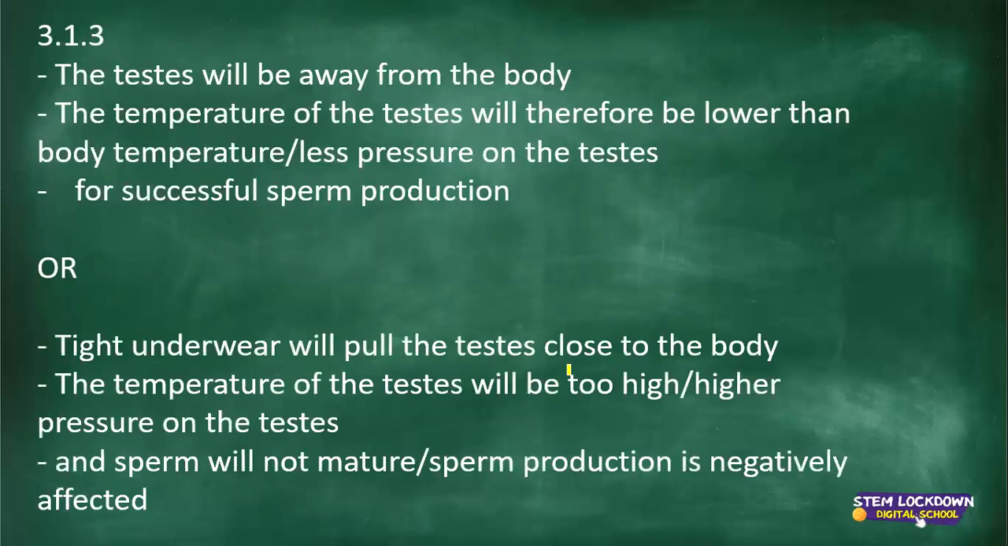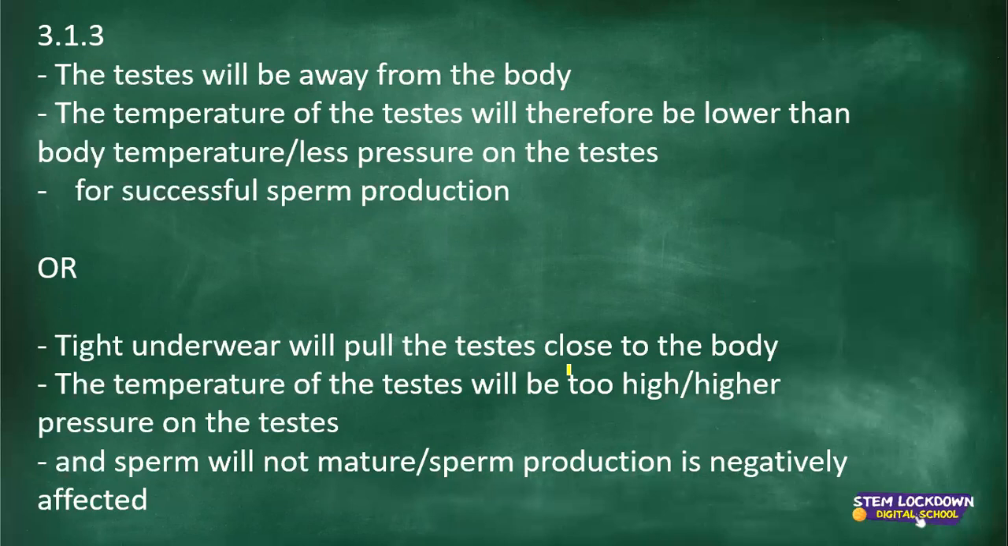Another way you can phrase this is that tight underwear will pull the testis close to the body. The temperature of the testis will be too high, or there will be higher pressure on the testis. The sperm will not mature, or sperm production is negatively affected. Either way, make sure it comes across that it is because of the testis being closer to the body that it will get the body's temperature, which it is not supposed to. It needs to have a cooler temperature. So if you move it away from the body, it will get to hang and be cooler.